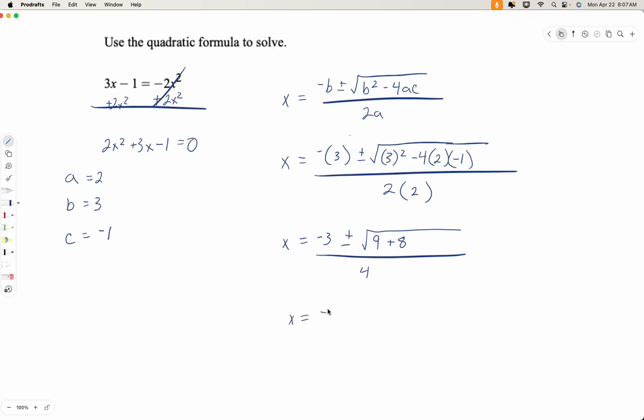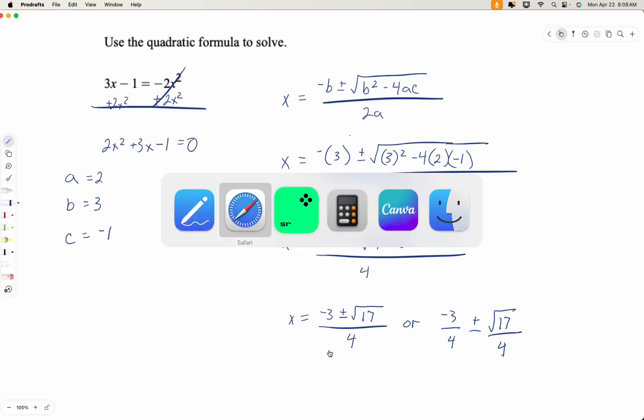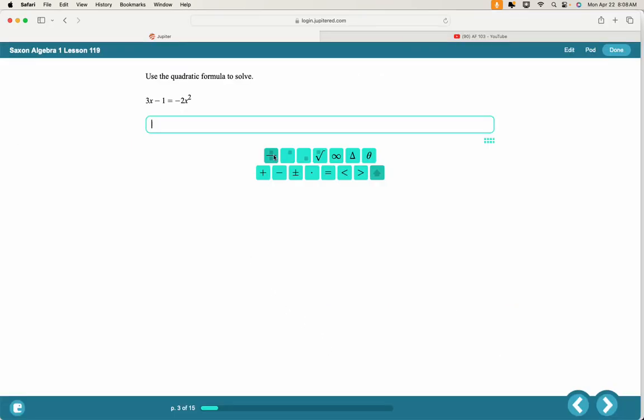So x is equal to negative 3 plus or minus the square root of 17 over 4, which you could also write as negative 3 over 4 plus or minus the square root of 17 over 4. Either one of those should be taken. We're going to do this one this time just to show that it will be accepted in Jupyter.